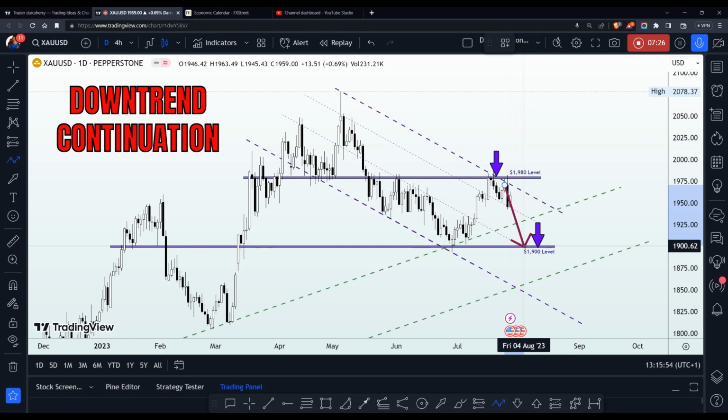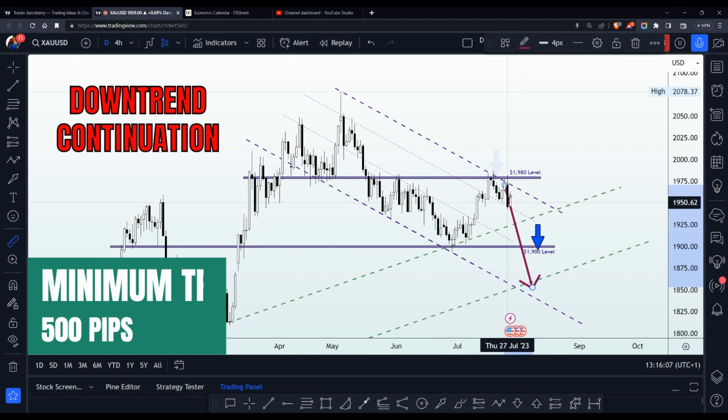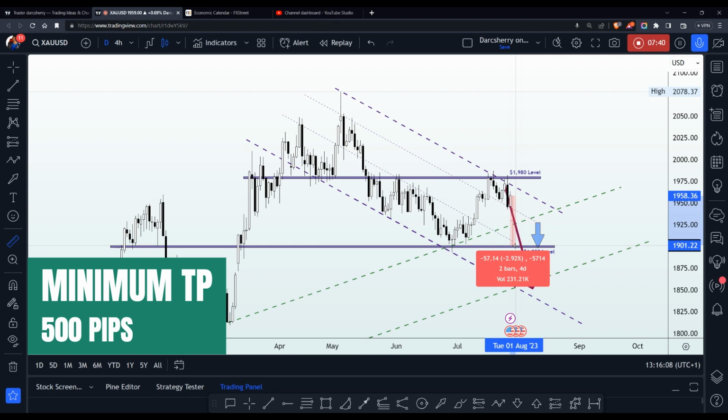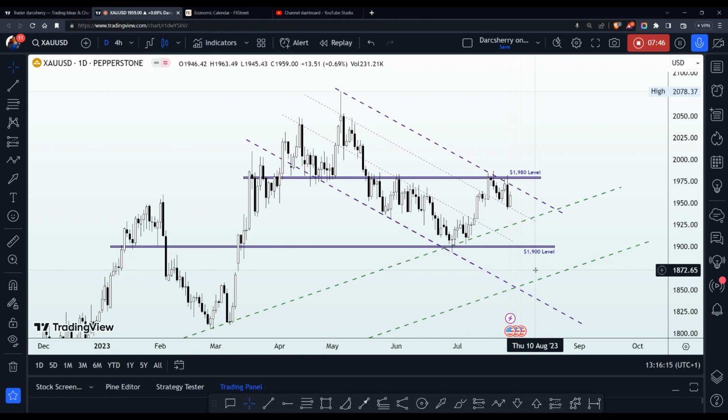into the 1900 or the other ascending trend line, which also shares a confluence with the support line of that descending channel. Now, with this scenario here, we could be looking at a minimum of about 500 to a maximum of about 1,000 pips if the dollar increases in value during the coming week.